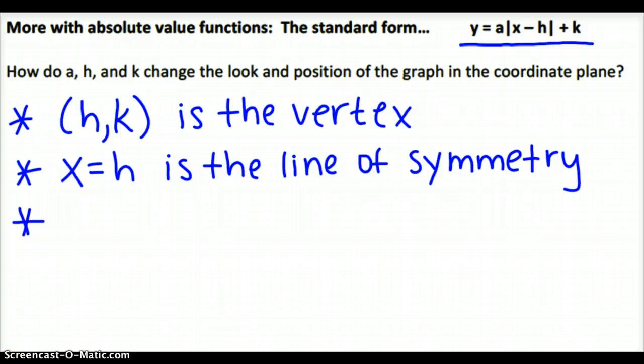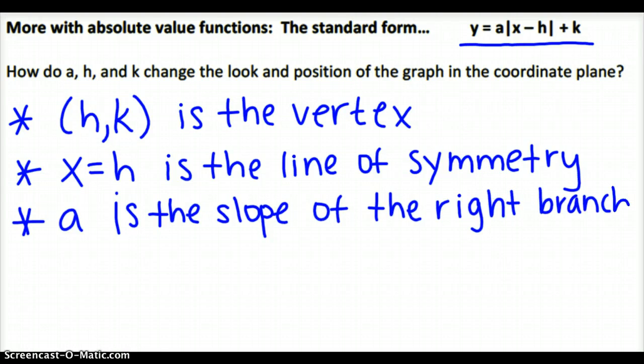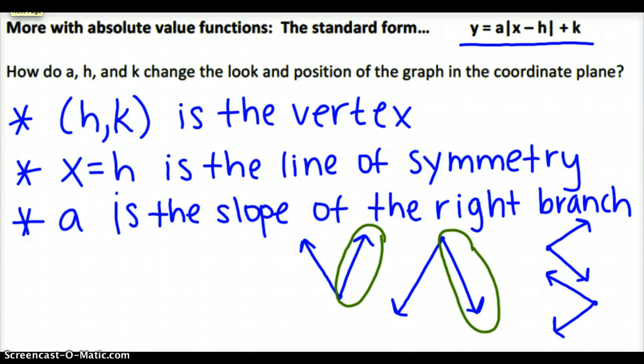And then a is actually the slope of the right branch. So remember I said that if the absolute value looks like either this or this, this would be our right branch, this would be our right branch. So a is the slope of those lines. And we also talked about absolute value functions that look like this and this, but we won't work with graphing them too much yet, but we'll get to that later in the topic.